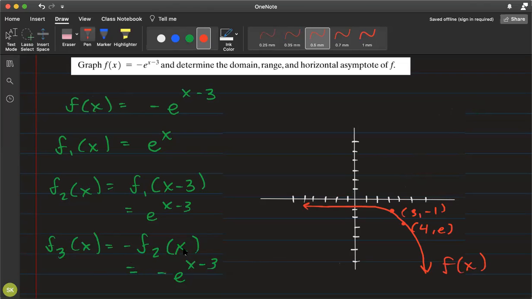And I could ask you questions like, what's the domain and the range? Well, now you can see that the domain is still all real numbers. The horizontal asymptote is still y is equal to 0, but the range has been flipped upside down. It's -infinity to 0.